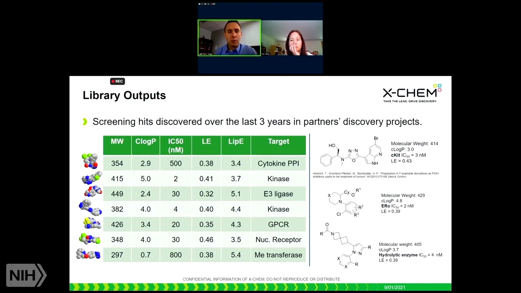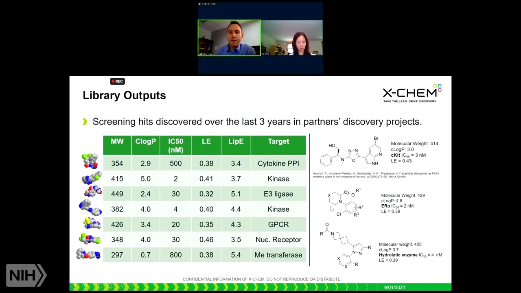We want to get them the best quality that we can right out of the bat. And giving them something like in this list here is a great starting point. On the right-hand side, just some more specific examples of some recent hits coming out of our libraries. This top compound is from C-Kit, right out of the library. It's 3 nanomolar in a biochemical assay, and gives you a ligand efficiency of about 0.43.